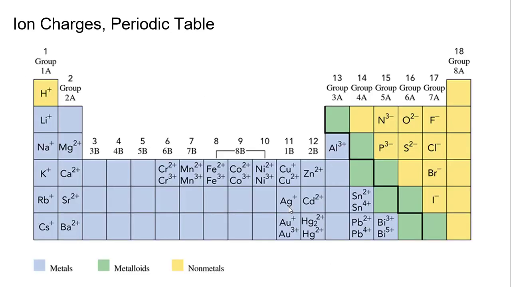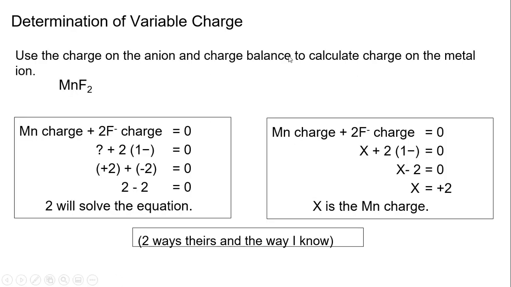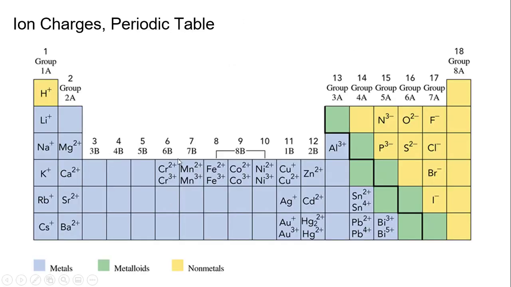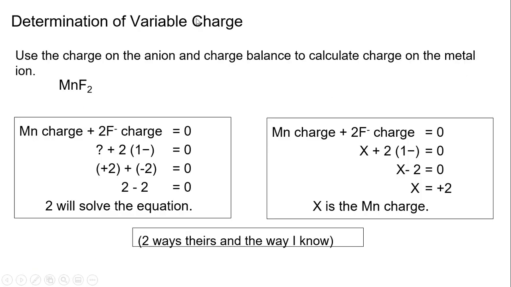I showed you that there's a chart here, but not all of them are listed, and that's on purpose, I suspect, so that you can do the actual math on some of these. So here, some of these have variable charges. That means different oxidation states. Use the charge on the anion and charge balance to calculate the charge on the metal ion. I do not know how they made up that title. If I had caught this earlier, I would have fixed it.